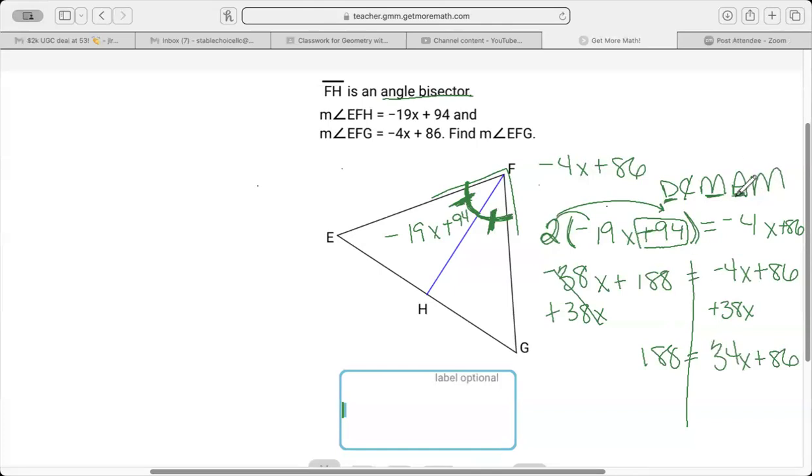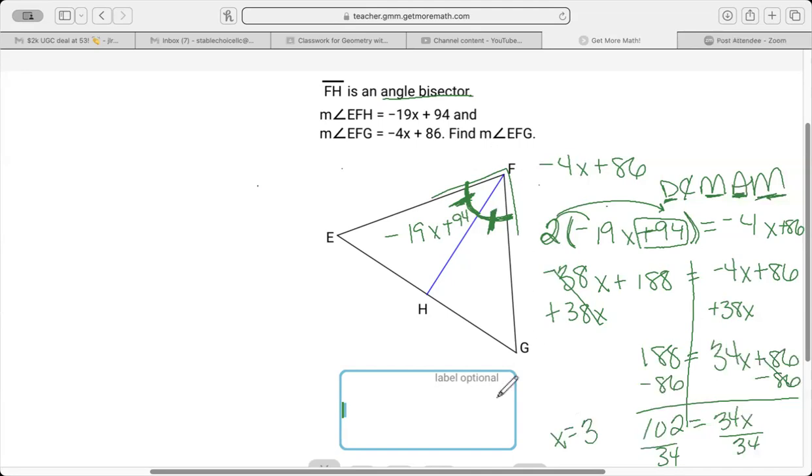And then we're going to get rid of the addition or subtraction by the variable. So we're going to subtract 86. Gets me 102. And then we're going to multiply or divide by the variable. So we're going to divide by 34. And if I did everything correctly, that's going to get me 3. So x equals 3. Okay.